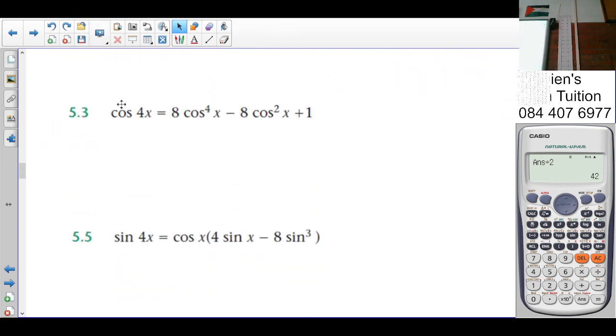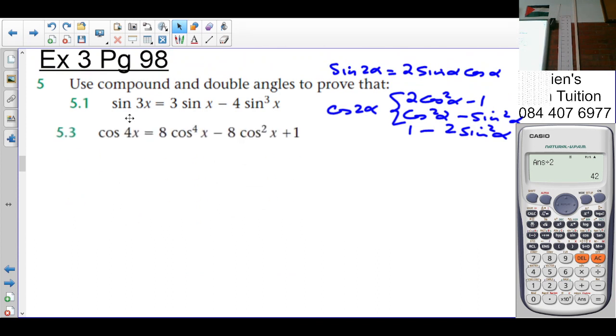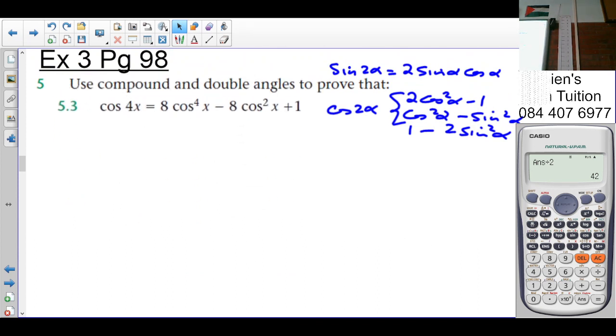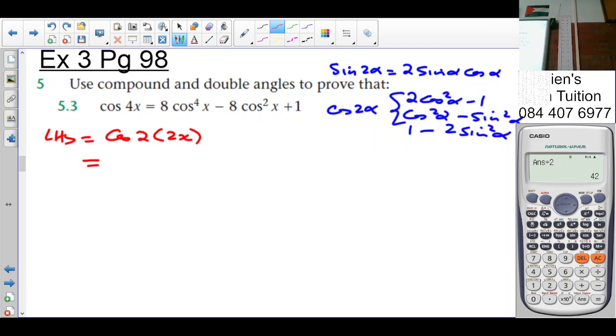Five point three. Again, you should agree that the left-hand side is more complex. Okay, so cos 4x can be written as cos of 2 into 2x. Not so? Which one of the three cos expansions am I going to use there? The one dealing with cos. Why? There's only cosines here. So it's going to become 2 cos squared alpha minus 1. And what's your alpha angle here? 2x.